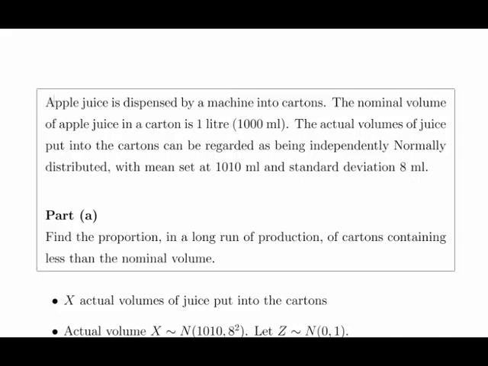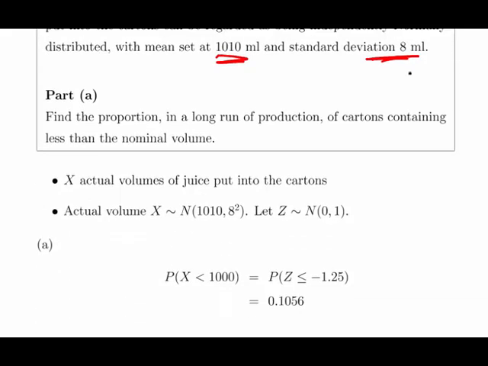1000 millilitres. The actual volumes of juice put into the cartons can be regarded as being independently normally distributed, with a mean set at 1010. That's important there, 1010, and a standard deviation of 8. Okay, so find the percentage, this is part A, find the percentage or proportion in the long run of production of cartons containing less than the nominal volume.